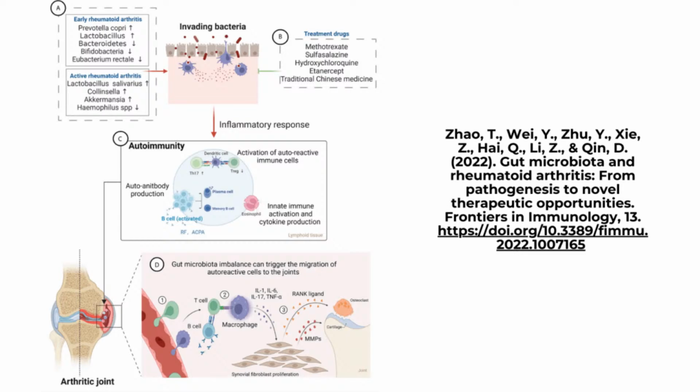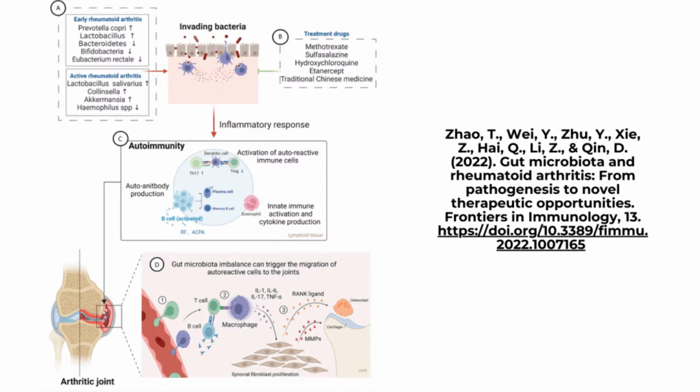Now, section B is going to go into RA treatment drugs, which can improve gut microbiome imbalances, and this can actually relieve the symptoms of RA. This includes methotrexate, which we see right there, and others. This also includes traditional Chinese medicine. It has been shown that when these medications improve the gut microbiota, some of the symptoms of RA will improve.